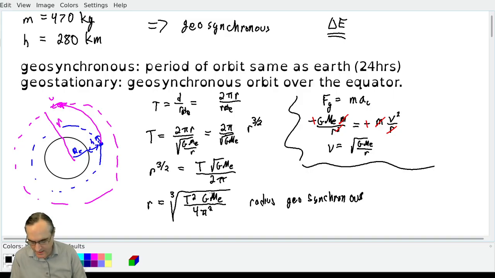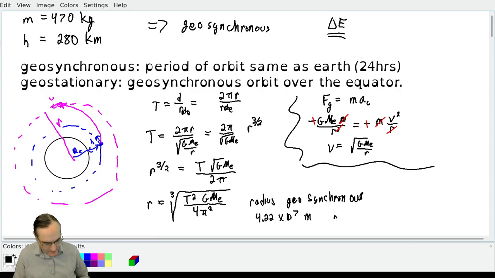Square that, multiply by big G, 6.674 times 10 to the minus 11, times mass of Earth, 5.97 times 10 to the 24. Then we'll have to divide by 4 pi squared and take the cube root. And it gives us 4.22 times 10 to the 7th meters. Remember, the radius of the Earth is around 6 times 10 to the 6th meters. So this isn't quite 10 Earth radii out, but it's a long way out there.